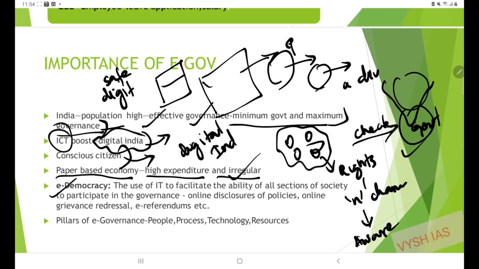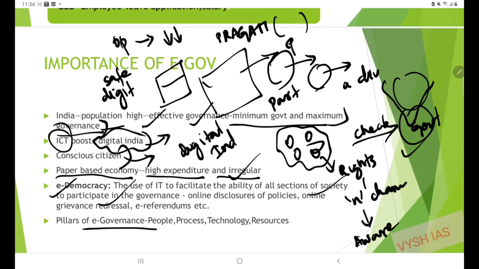Then strengthening the concept of e-democracy. The use of IT has incorporated all sections to participate in governance, because we are having many public portals like the Pragati platform. Here you can link it with e-governance also. So participative governance is being brought in. Okay, so people are knowing more about the government, they are participating more in the governance process. The opaqueness of government is decreasing.